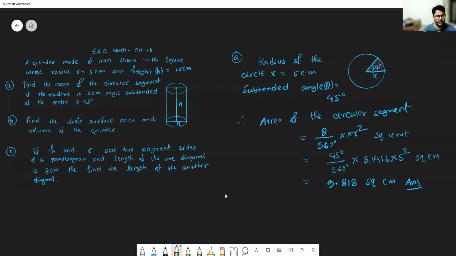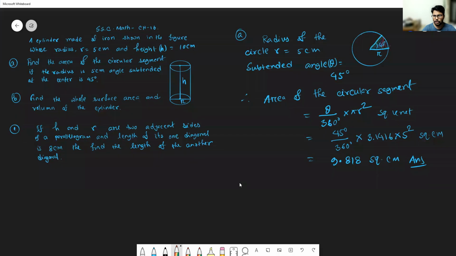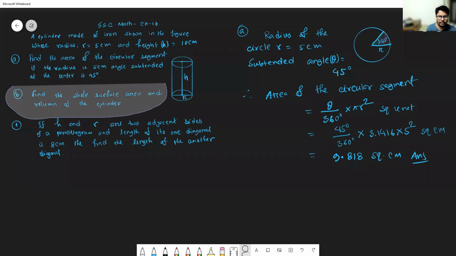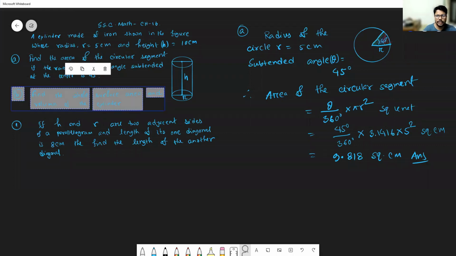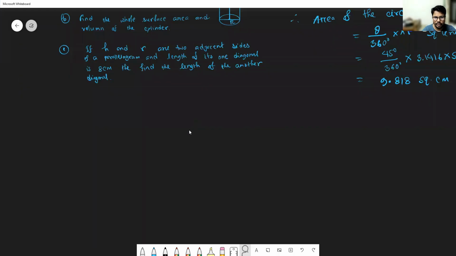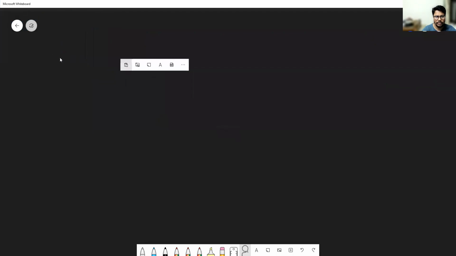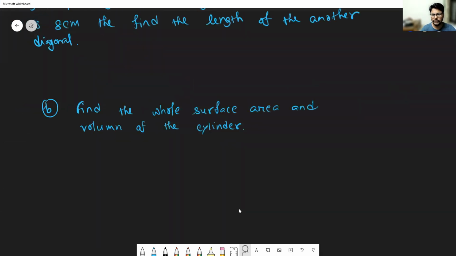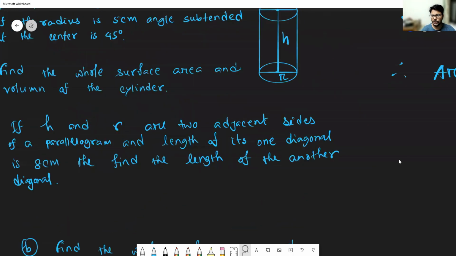So now the second question: find the whole surface area and the volume of the cylinder. So should I start B? Did you complete number A? Yes sir, A is done. Okay, now we can start question number B. First write the question here, and from the cylinder we can copy this question.